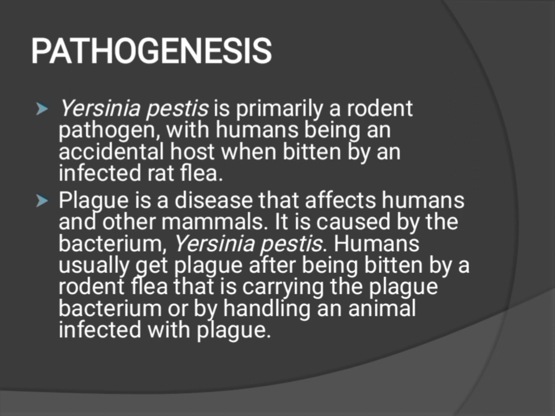Pathogenesis of Yersinia pestis. Yersinia pestis is primarily a rodent pathogen. Humans are the accidental host by the bite of an infectious rat flea. Plague is the disease that affects humans and other mammals. It is caused by the bacterium Yersinia pestis. Humans usually get plague after being bitten by a rodent flea that is carrying the plague bacterium or by handling an animal infected with the plague disease.